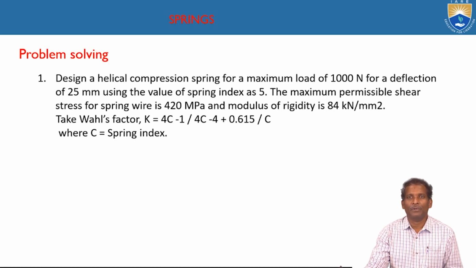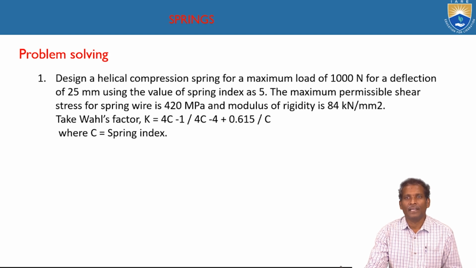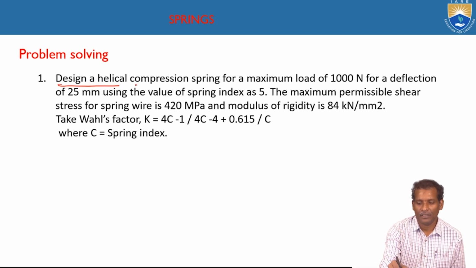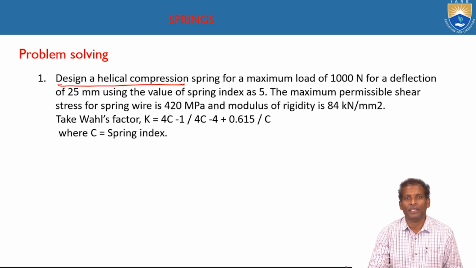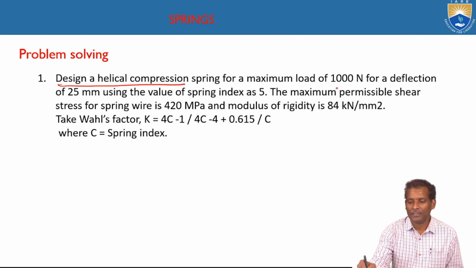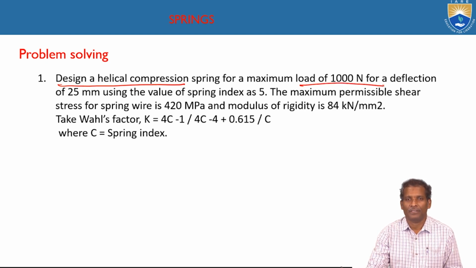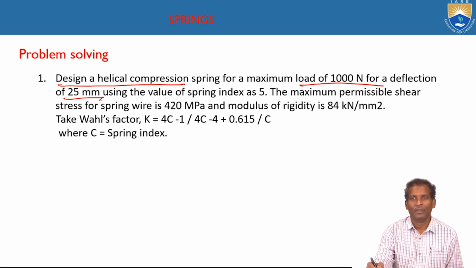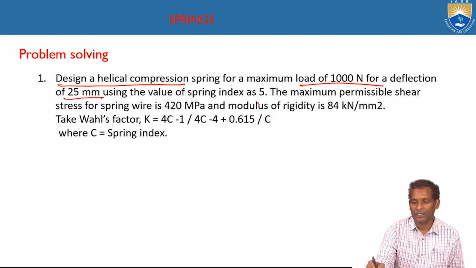See, the given problem is here: design a helical compression spring for a maximum load of 1000 Newton. So the given type of spring is a helical compression spring, and the maximum load is 1000 Newtons, for a deflection of 25 mm, using the value of spring index as 5. So deflection is given, deflection is 25, and the value of spring index is 5.